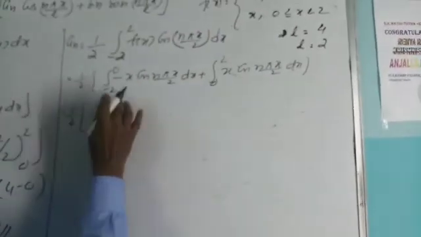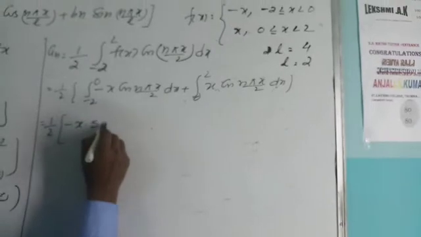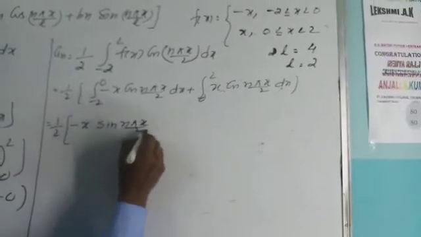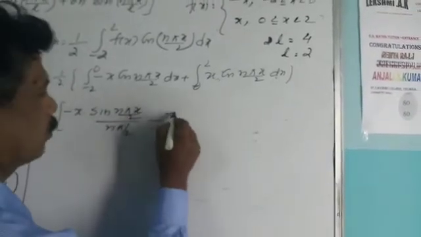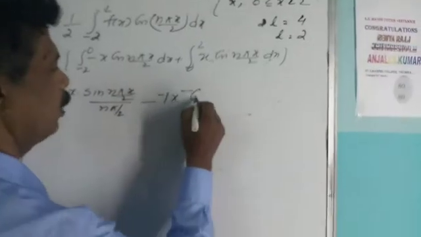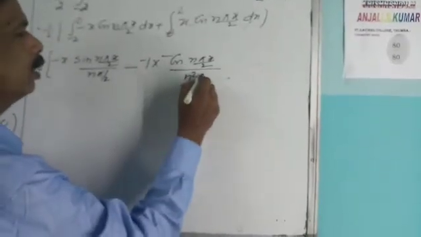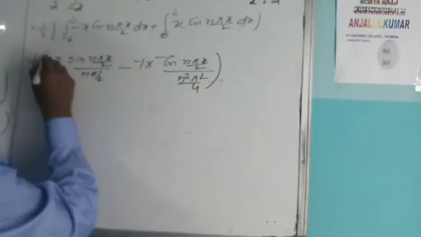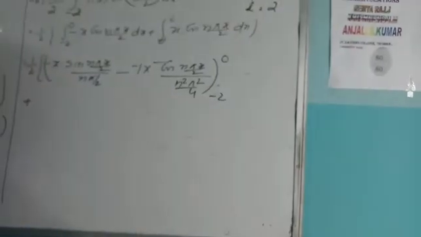By applying tabular integration by parts, we can integrate these terms very easily. Using the tabular integration method: first function into integral of second, sin n pi x by 2 divided by n pi by 2, minus the derivative of minus x, which is minus 1, and integral of this, minus cos n pi x by 2 divided by n pi by 2, so this becomes n square pi square by 4, with limits minus 2 to 0.